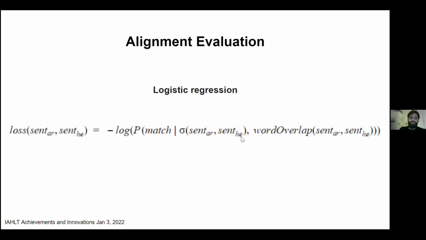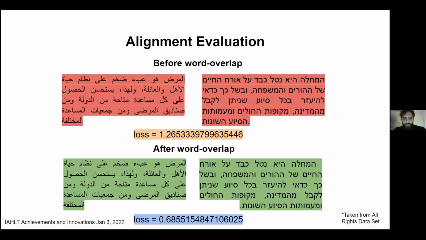So we want to maximize the conditional probability of matching sentences given the distance measured between these two sentences and the word overlap score. So we apply logistic regression to estimate the error of the predicted alignments. The word overlap variable generally elevated the accuracy of error prediction. This is a less formal way to show it, but yeah.